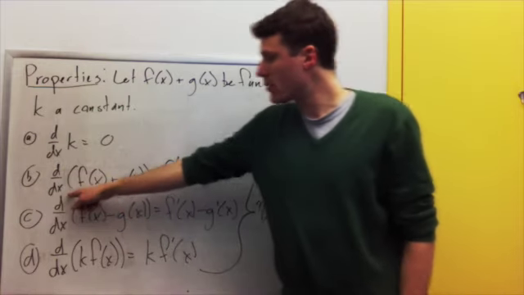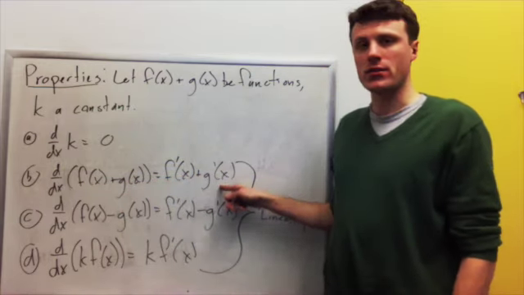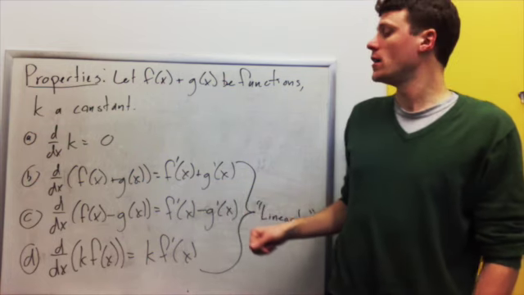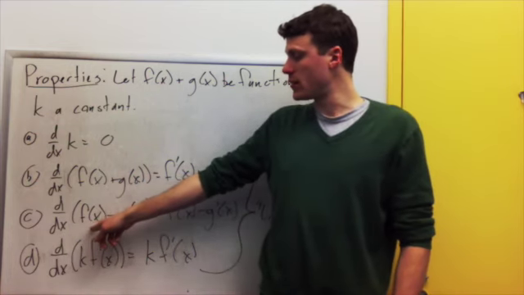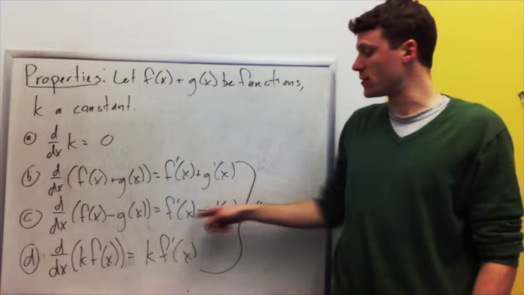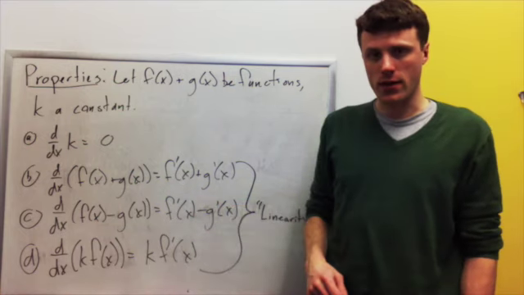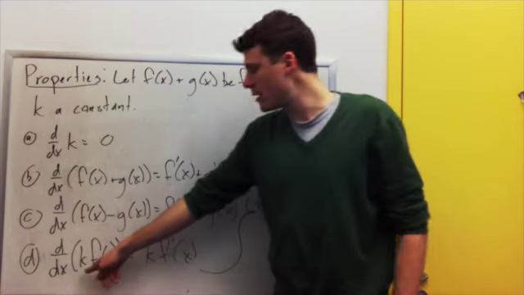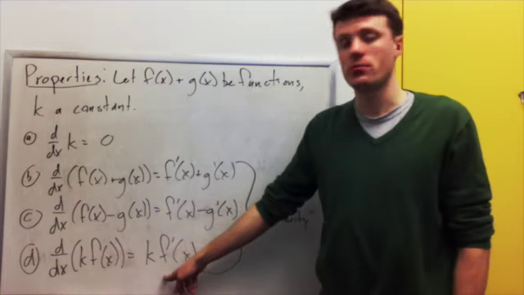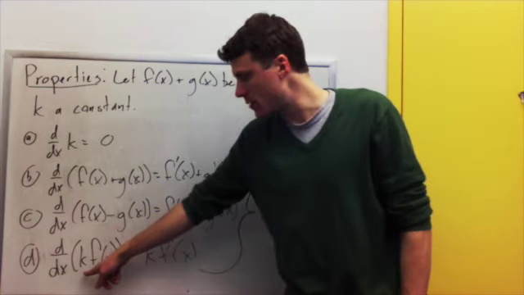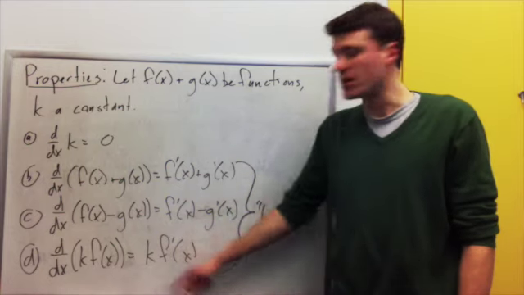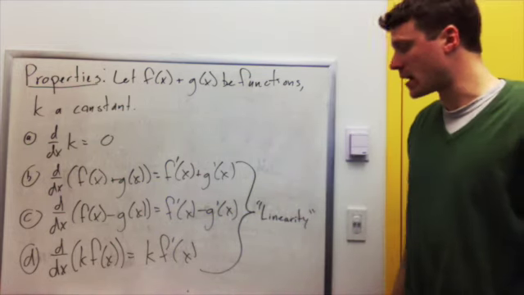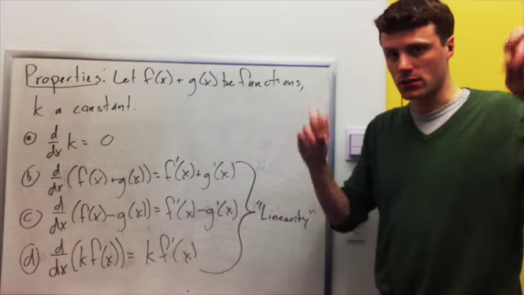Second, the derivative of a sum is the sum of the derivatives. The derivative of f plus g is f prime plus g prime. Similarly, the derivative of a difference is the difference of the derivatives. The derivative of f minus g is f prime minus g prime. And finally, the derivative of a constant multiple is the constant multiple of the derivative. The derivative of k times f is k times f prime. These last three together you could call linearity. The derivative is linear.